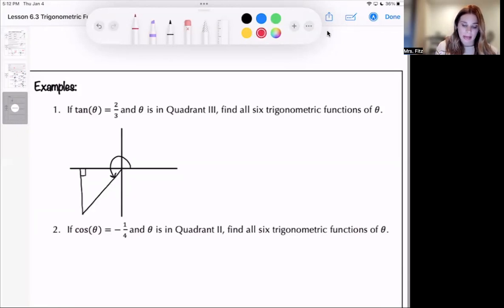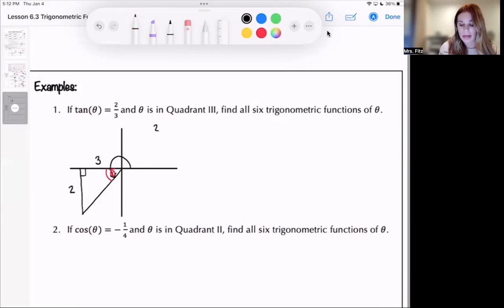All right, so we have theta with a little hat, and tangent of theta is 2/3. Remember, tangent is opposite over adjacent. So the opposite leg is 2, the adjacent leg is 3, and so we can use that to go ahead and solve for the hypotenuse.